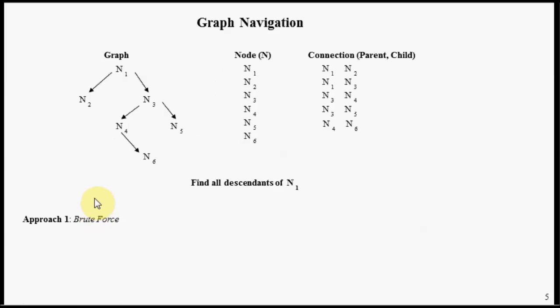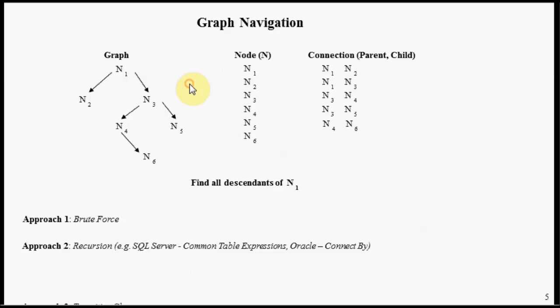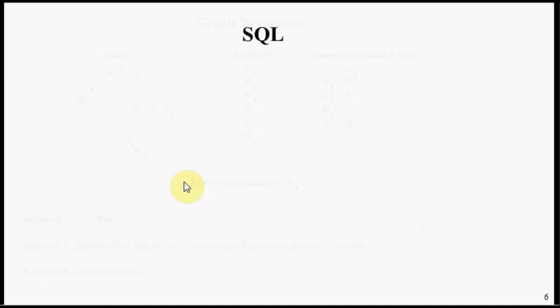There are three classic approaches to navigating graphs using relational database technology. The first is what I'll call a brute force approach. A second approach uses something called recursion. And the third approach uses something called transitive closure.